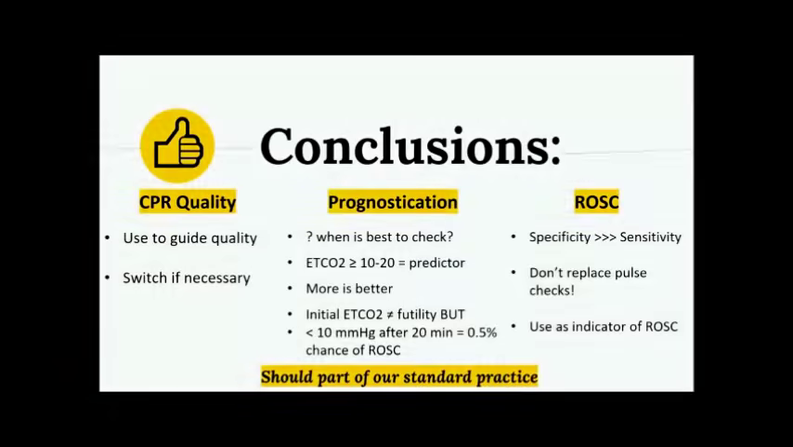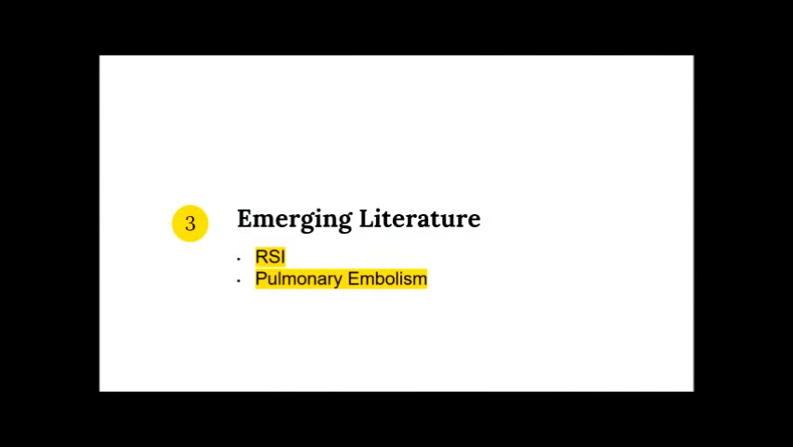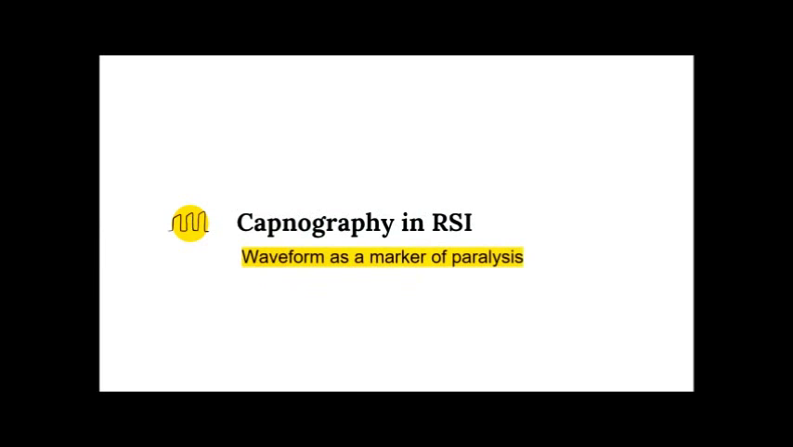Okay. So the next section, hopefully we've settled a little bit of the controversies around the first two. The last one that we're going to talk about is areas where there isn't a wealth of data, but it's quite interesting and maybe controversial. That's going to be using capnography in rapid sequence intubation and pulmonary embolism. For rapid sequence intubation, we're going to be using the waveform as a marker of paralysis.